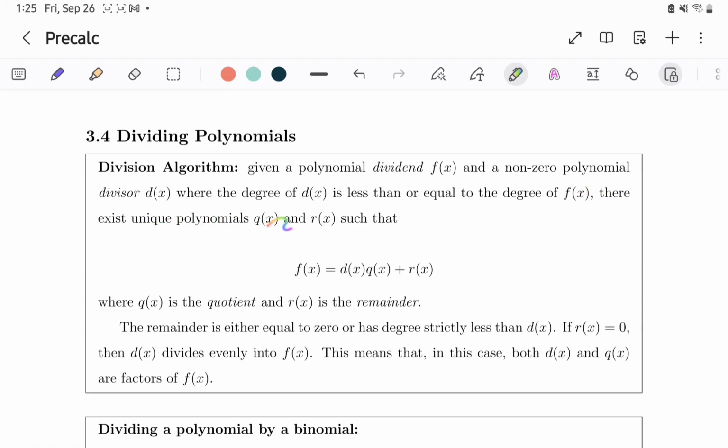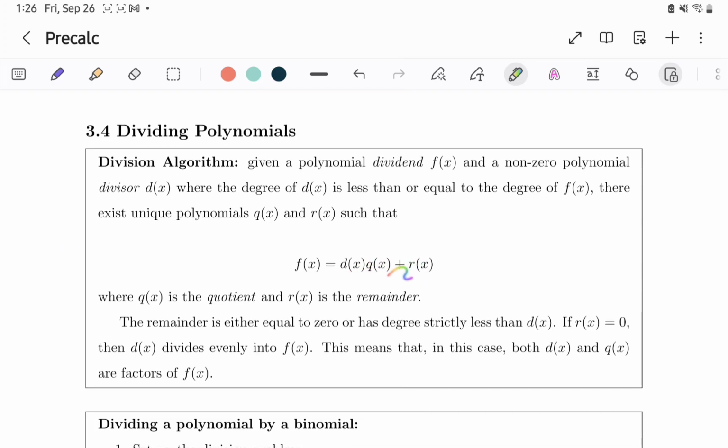There exist unique polynomials q of x and r of x such that f of x is equal to d of x times q of x plus r of x, where q of x is going to be the quotient and r of x is going to be the remainder that result from the division process. And the remainder is either equal to 0 or has degree strictly less than d of x. If r of x is equal to 0, then d of x divides evenly into f of x. This means that in this case, both d of x and q of x are factors of f of x.